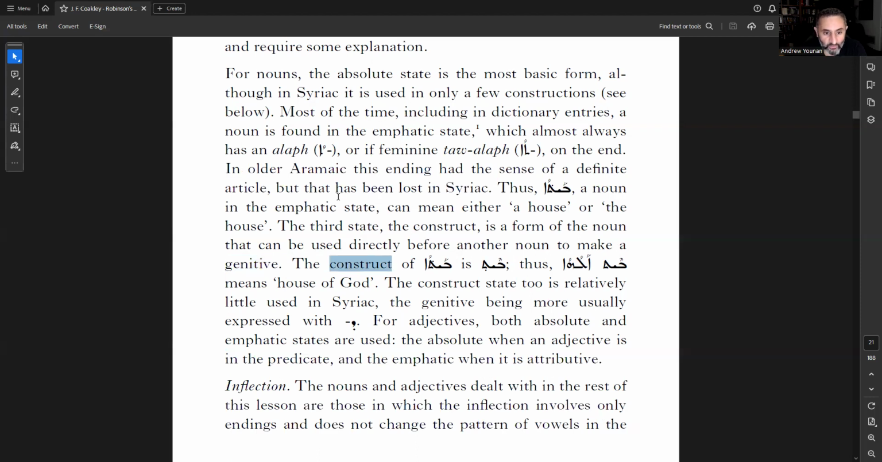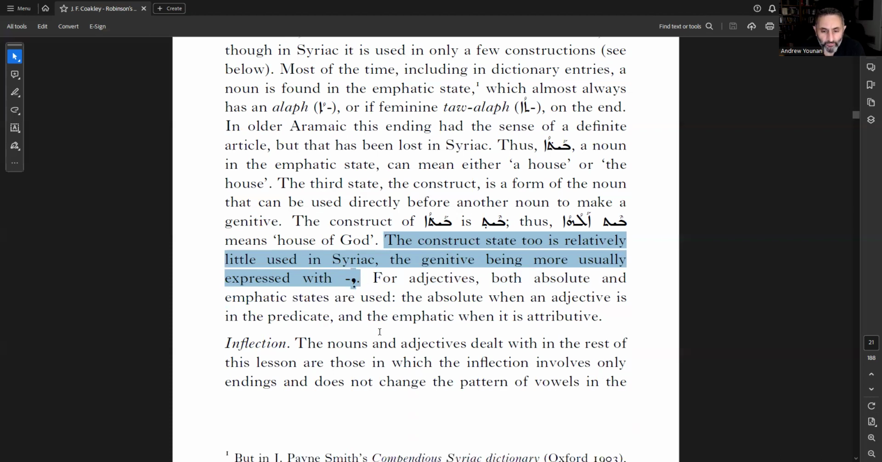So the emphatic state is what you already know, the regular noun. The construct state means of, house of. The construct state, too, is relatively little used in Syriac, the genitive being more usually expressed with daleth. I don't agree with that. I think you see it pretty often. Is daleth more common than the construct? Yeah, maybe. I guess the daleth is more common.